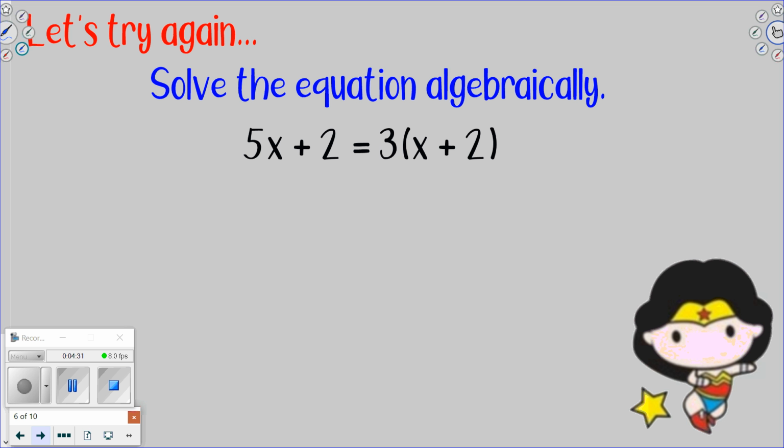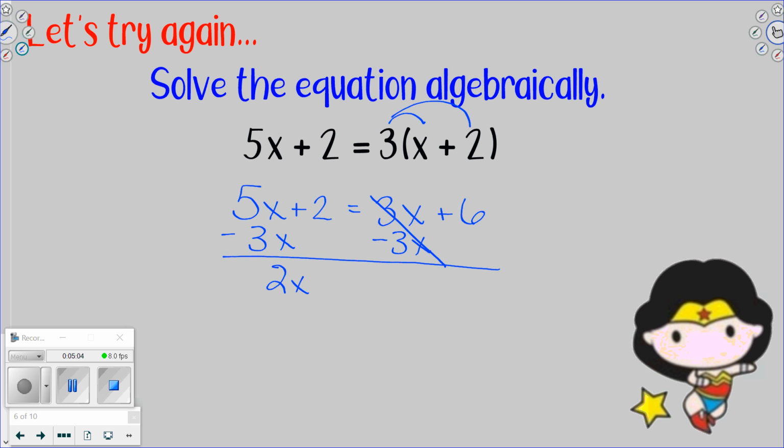All right, so solve the equation algebraically. When I ask you to solve it algebraically, what does that mean? With algebra, just solve it. So if I asked you to solve, what would you do first? Good, distribute the 3. So 5x plus 2 equals, perfect. We have like terms on opposite sides, so I'm going to go ahead and subtract the 3x.